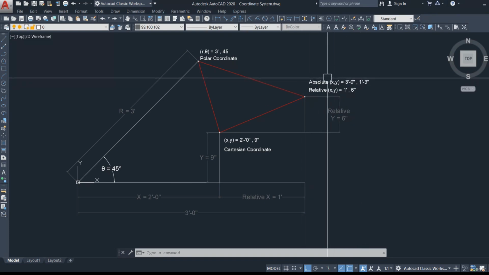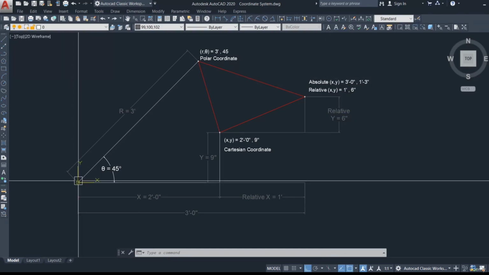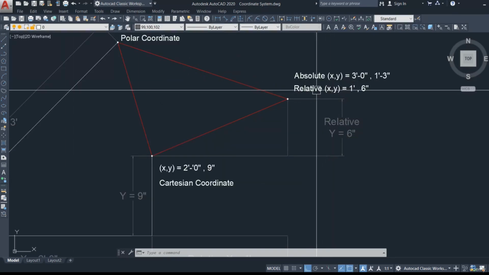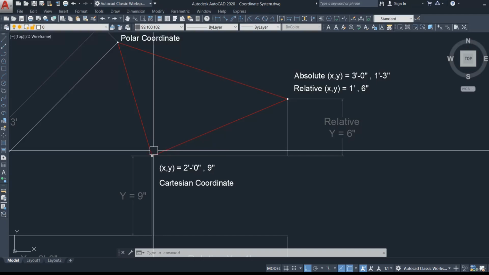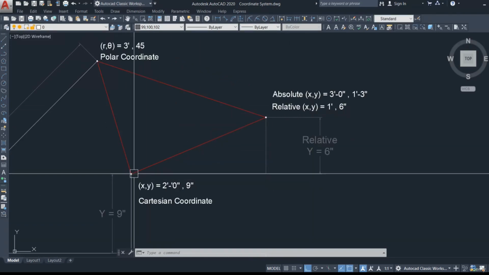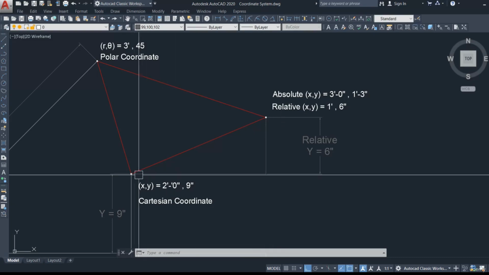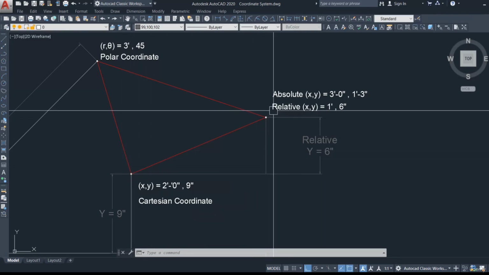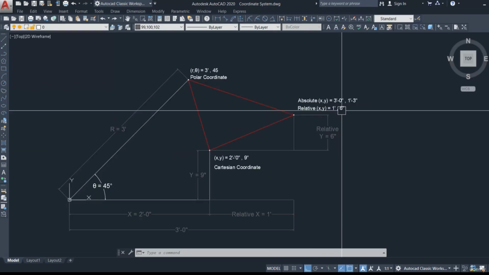Absolute coordinates always start from the origin, whereas a relative coordinate is one which does not start from the origin and starts from any other point. See, this is the relative coordinate. If you take this relative coordinate, this is 1 foot and this is 6 inches. So this is the relative coordinate.